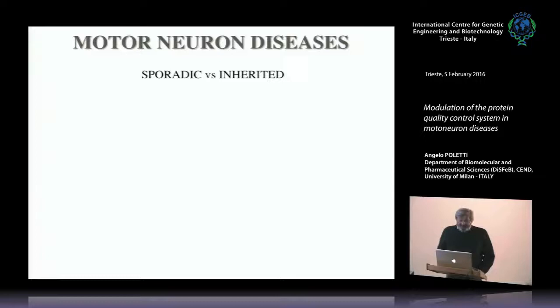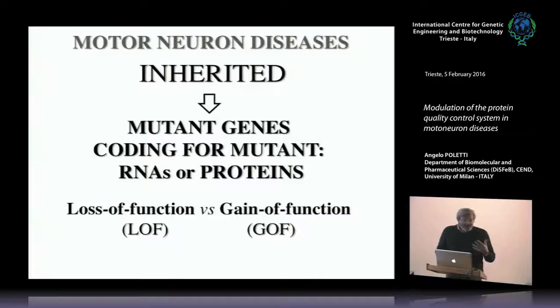But if you think about the origin of these motoneuron diseases, we have sporadic and inherited forms, as in many cases of disease in humans. We cannot say much about the sporadic, so we have to focus on the inherited, and this can be due to a mutant gene that codes for a mutant protein. Usually we think about a mutant protein, but it can also be a mutant RNA which may exert toxicity in neurons. You have dysregulation of RNA function, RNA metabolism. I will focus my talk on the problems that are caused by alteration at the protein level.